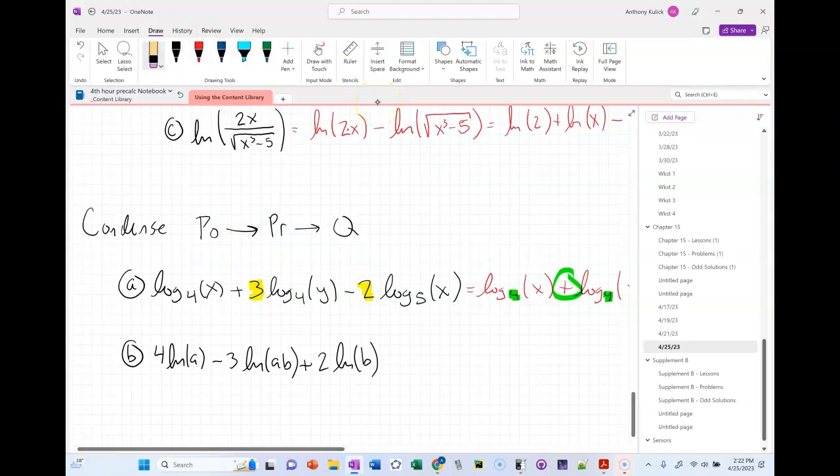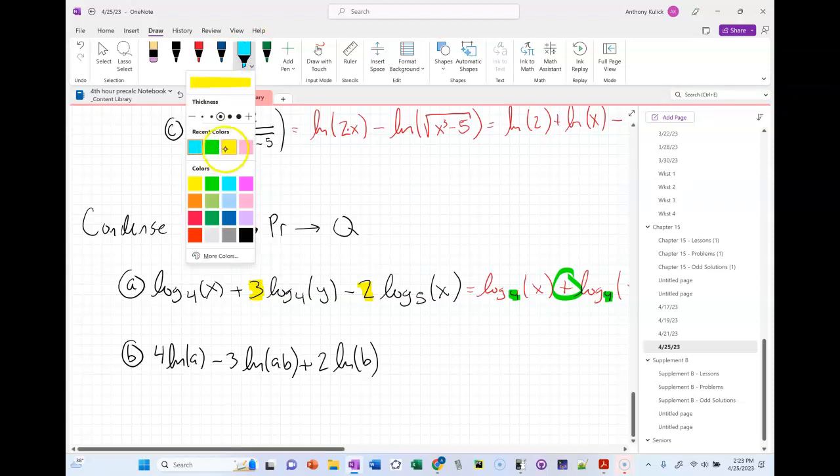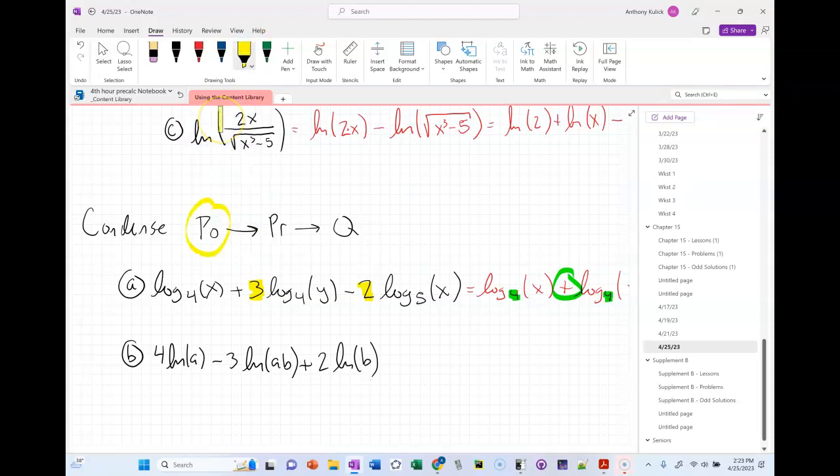So let's say we have 4 natural log A minus 3 natural log AB plus 2 natural log B. First thing I'm going to do is look for power properties. How many power properties do you see? 3, because I have 1, 2, 3 coefficients.